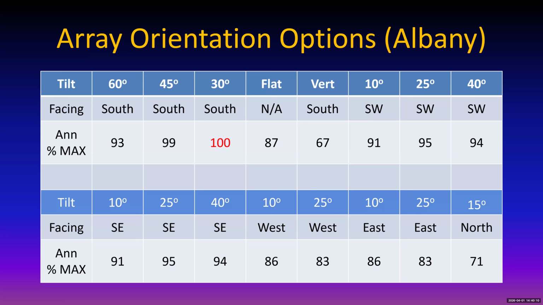Vertically south in Albany, 67%. So you may or may not want to put it on the side of a building, like on a window, because you lose 33% on that. But west and east, 17% loss at a 25-degree tilt.